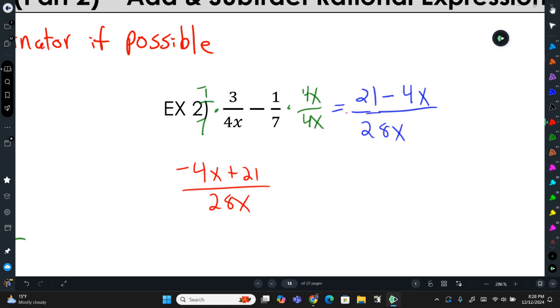All right, then we see, can we factor this? Well, the numerator, we can't factor anything from that. They don't have a GCF. So that's your final answer.